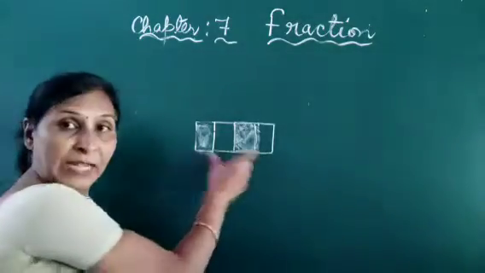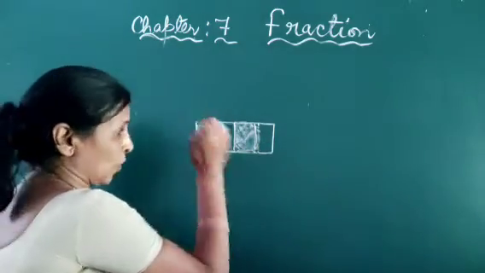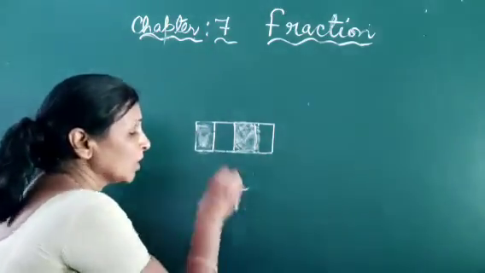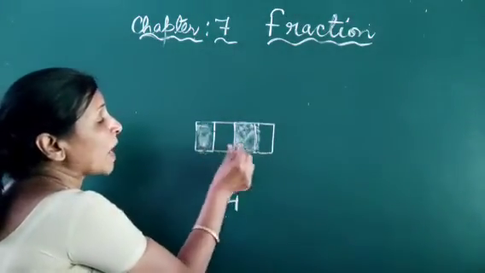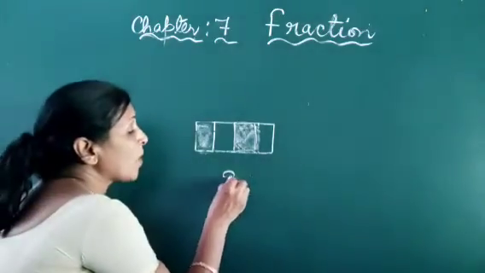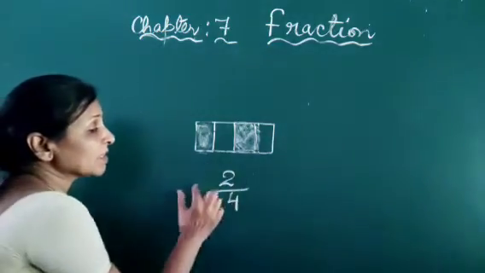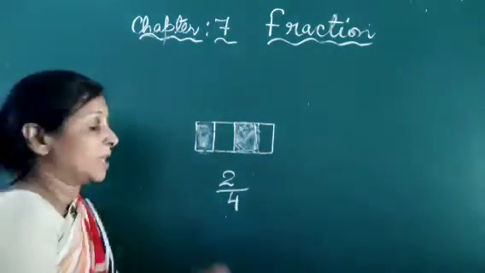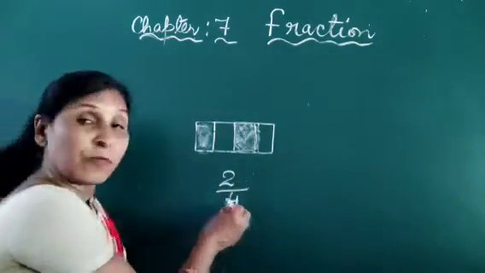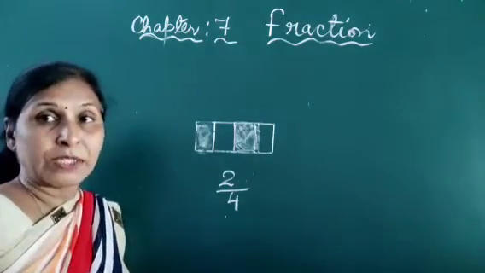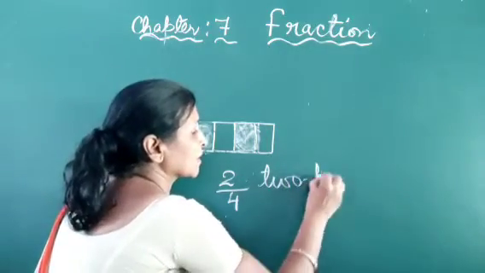Now this is a rectangle and it has 4 parts: 1, 2, 3, 4. So 4 parts we write below the line, and here 2 parts are shaded and 2 we write above the line. This represents a fraction, and 2 we call the numerator and 4 we call the denominator, and we read it as 2/4.